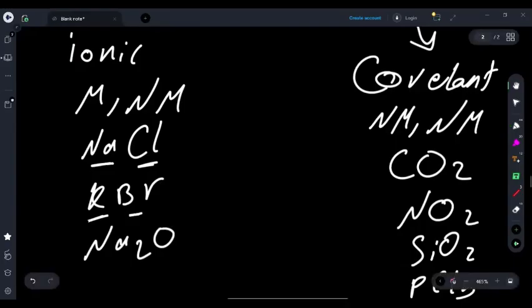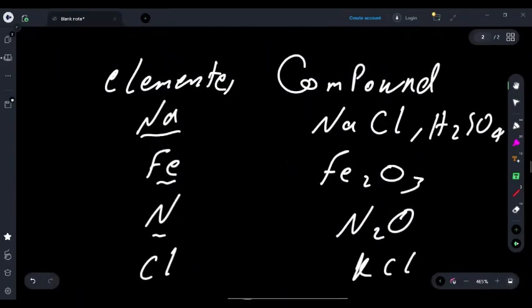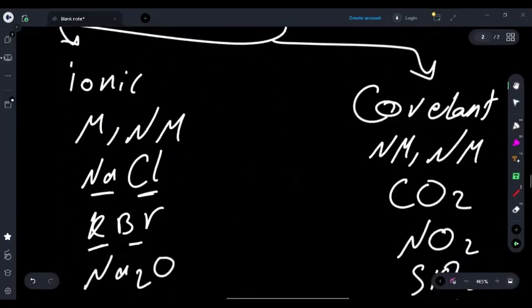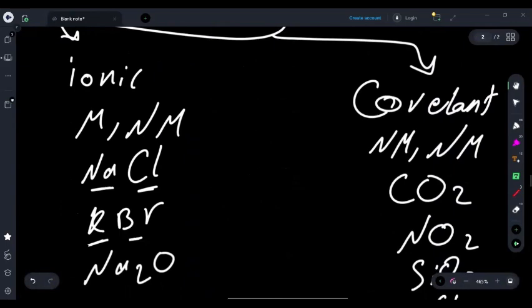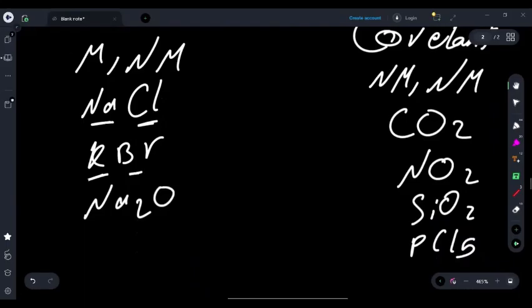Okay, so this is the difference exactly between the element and the compound. The element is one type of atoms, compound more than one type of atoms, and there are two types of the compound itself, ionic compounds and covalent compounds. Ionic between metals and non-metals, like NaCl, like KBr, like Na2O. Covalent between non-metals and non-metals, like CO2, carbon dioxide, NO2, nitrogen dioxide, or BCl5, which is phosphorus pentachloride.